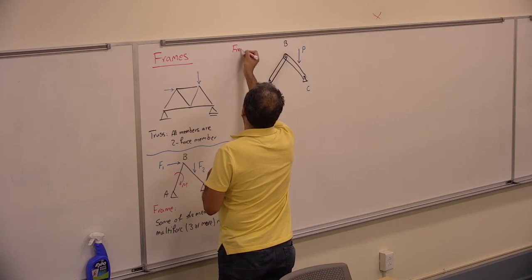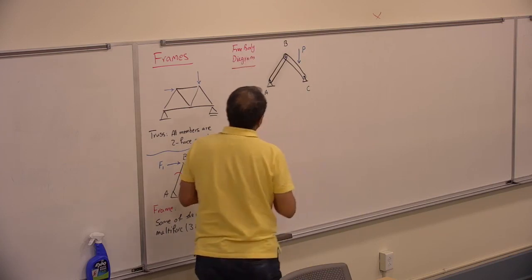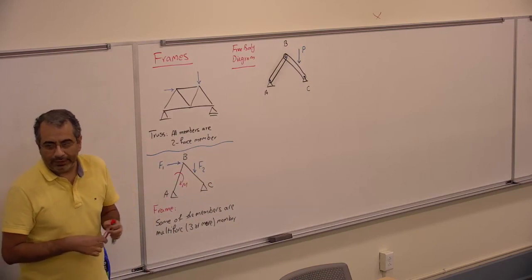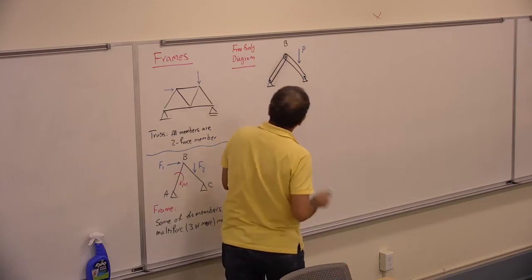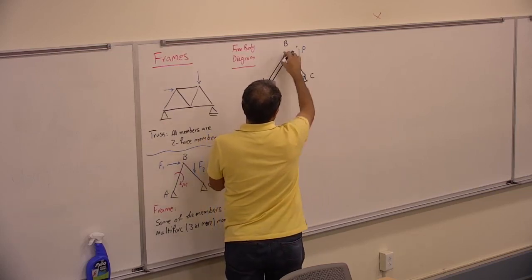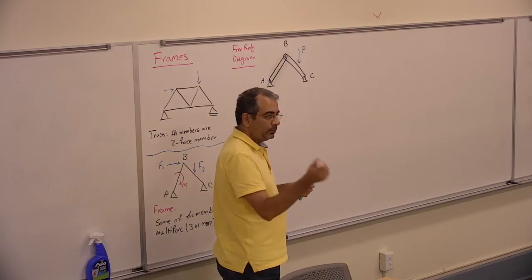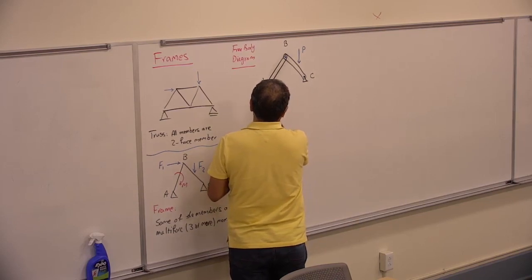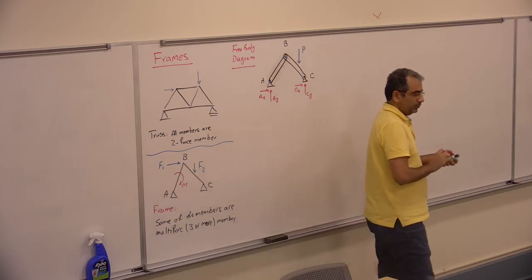I want to talk about the free body. So look at that. If you look at point A and point C, you can see that I have two members connected here with the joint at the knee, remember, AB and BC. And if I go ahead and put the reactions there, I would have AY, AX, CY, CX. Both of them are pinned.